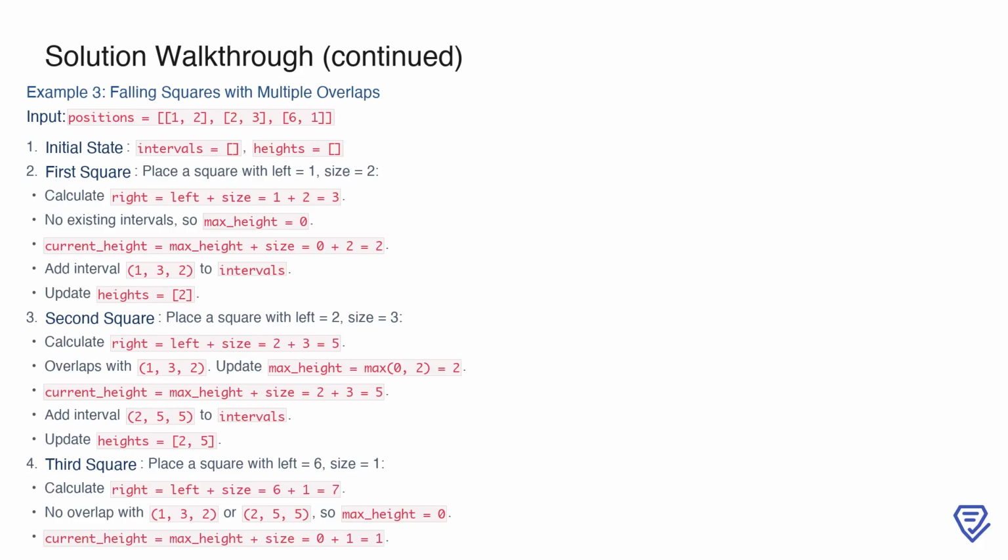The second square, starting at left equals 2 with size equals 3, has a right edge of 5. It overlaps with the interval (1, 3, 2), whose height is 2. Using this as the maximum height, we calculate the current height as 2 plus 3 is equal to 5. The interval (2, 5, 5) is added to intervals, and heights are updated to [2, 5].